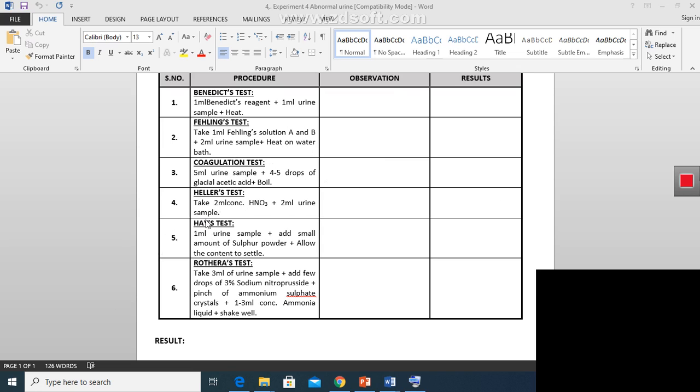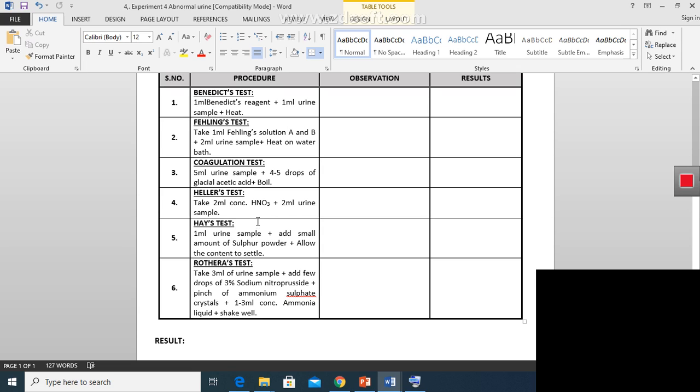And then the fourth one is Heller's test, and this test is named after a scientist. In this test we have to take 2 ml of concentrated HNO3 and 2 ml of urine sample. Okay, then we mix them together. Here you do not have to provide any heat, any water bath or anything.